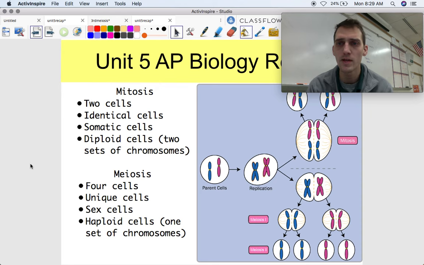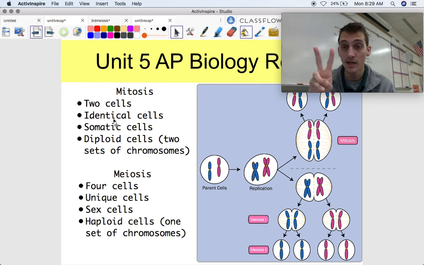So just to reiterate here, we've got to talk about a few differences between mitosis and meiosis. Meiosis results in 4 cells. It results in genetically unique cells. It creates sex cells, aka gametes, and those gametes are what we call haploid, and they contain one set of chromosomes. While mitosis results in only 2 cells. Those 2 cells are identical to each other.